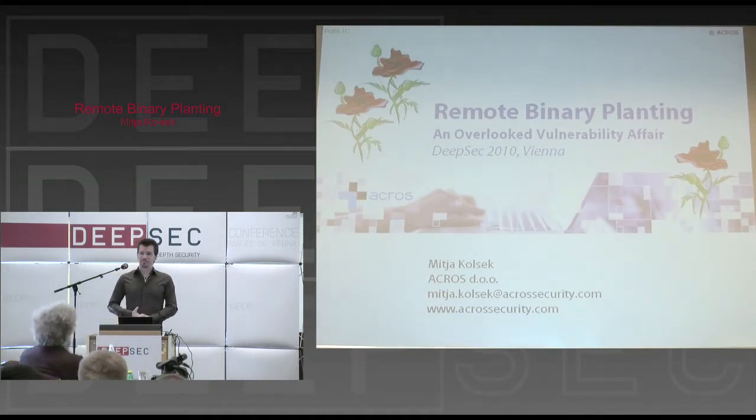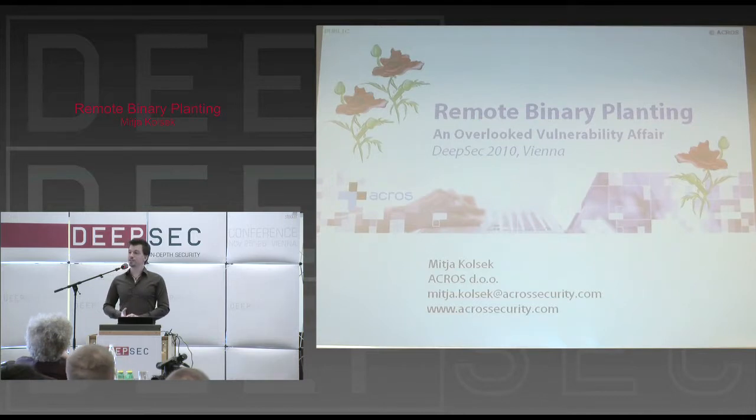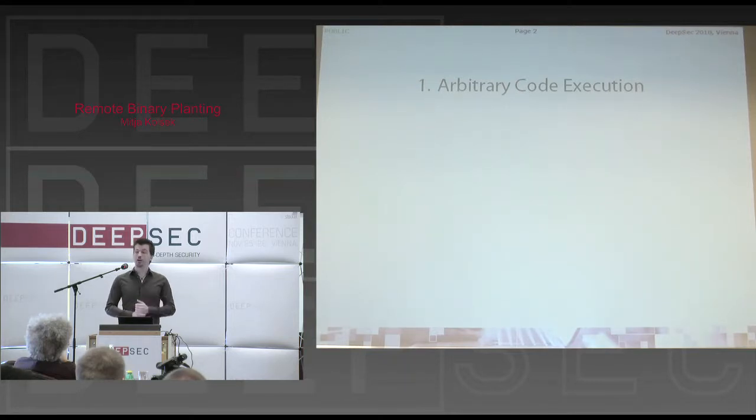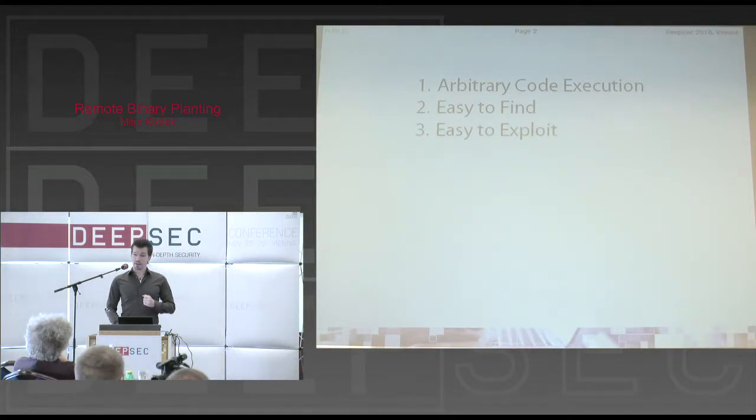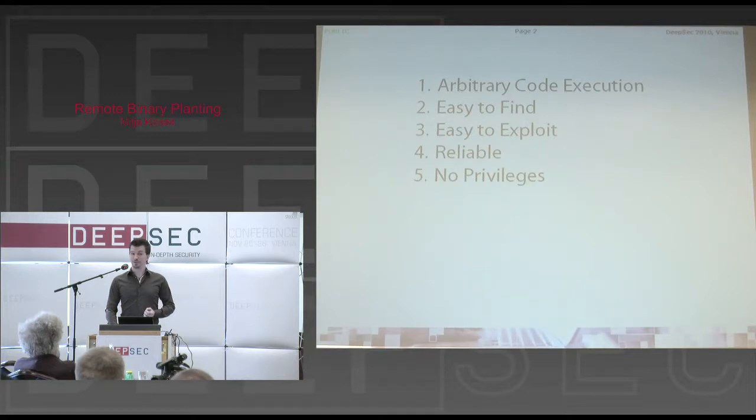So this vulnerability is very interesting to us. It has all it takes to become a vulnerability superstar. Why? It allows for arbitrary code execution, and I mean arbitrary. Whatever you want executed, you can get it done. It's very easy to find, at least most of its instances are easy to find. And it's also very easy to exploit, and it's extremely reliable. So forget about buffer overflows, it's hard work. Binary planting, it's really easy. It requires no privileges on the part of the attacker, and it can be done remotely and even through firewalls.